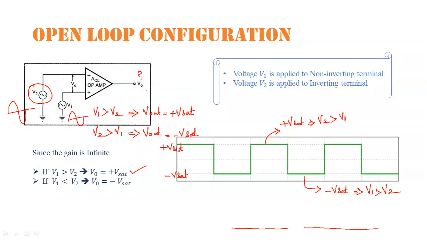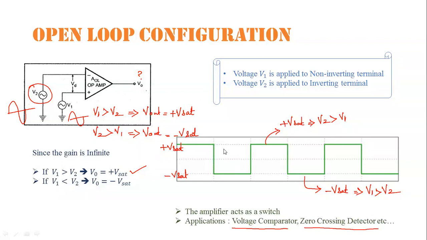If your input is sinusoidal, with V1 and V2 both varying, then the output will be a square waveform: plus V saturation when V1 is greater than V2, and minus V saturation, the lower part, when V2 is greater than V1. Likewise, a sine to square waveform generator is also one of the applications. The main application of the op amp in closed loop is that it will act as a switch, and a major application of the op amp is the comparator.